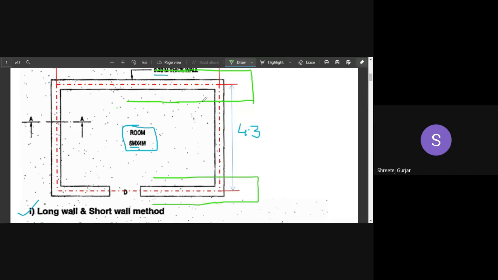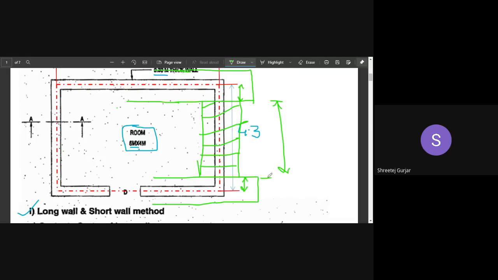This is what is left for a short wall. Only this part we have to excavate now. We know the center line length is 4.3, but we have to reduce this part, because our center line length is more than the excavation that we need to do. So we need to calculate only this length. It will be 4.3 minus this much and minus this much.